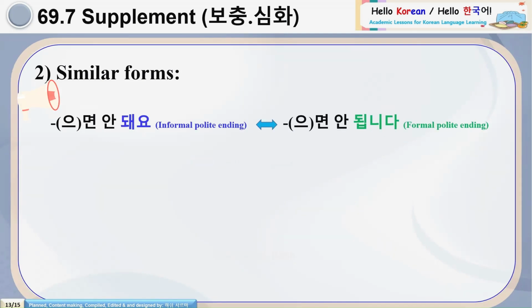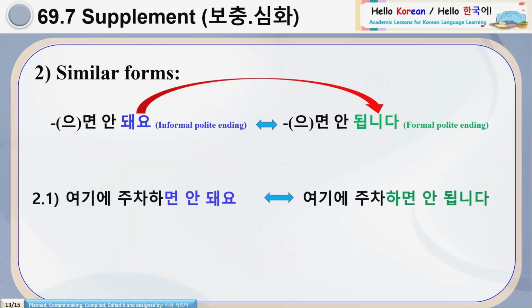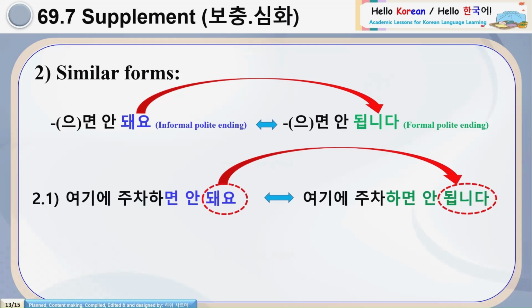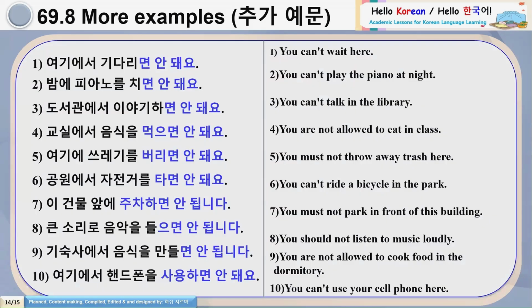Supplement is there. There is one similar form. You know, eu-myeon and dweo is the informal polite ending. And in place of oyo, we can use the formal polite ending ne. That will be eu-myeon and dweda. The meaning will remain the same. The difference is only of speech level. See one example here. 여기에 주차하면 안 돼요 is exactly equal to 여기에 주차하면 안 됩니다. 네, 돼요 we can replace with 됩니다. Clear?